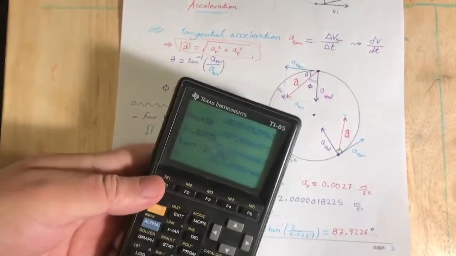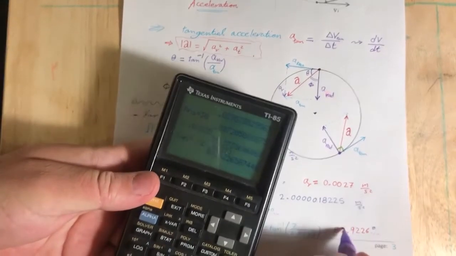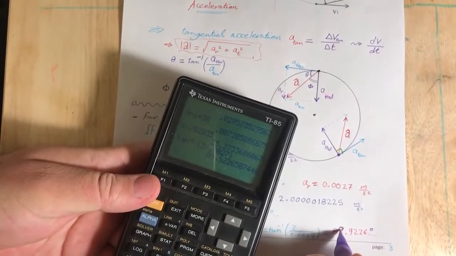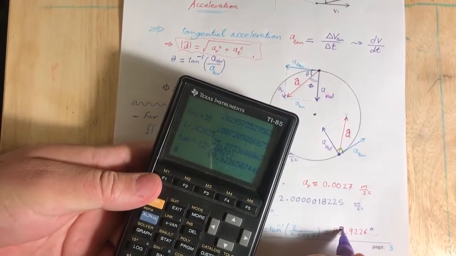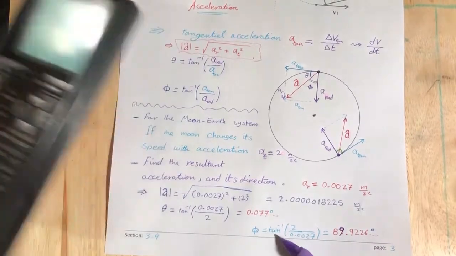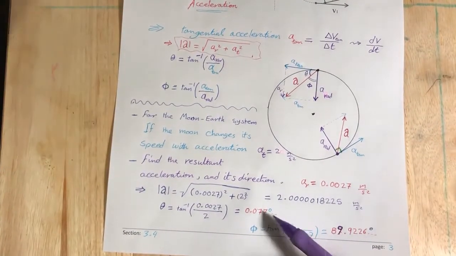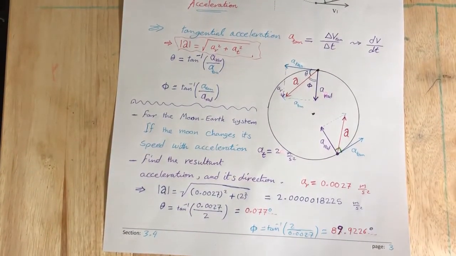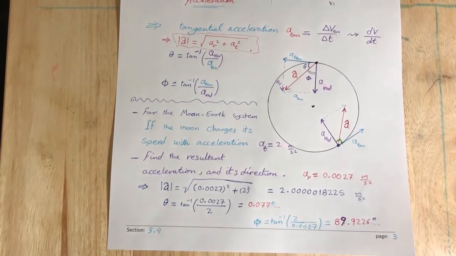It is 89. There is a typo. 89, not 87, because when we need to add them together, this theta and this phi, the resultant should be equal to 90. This is the circular motion.